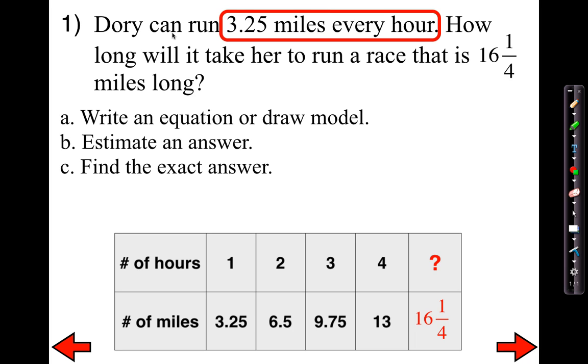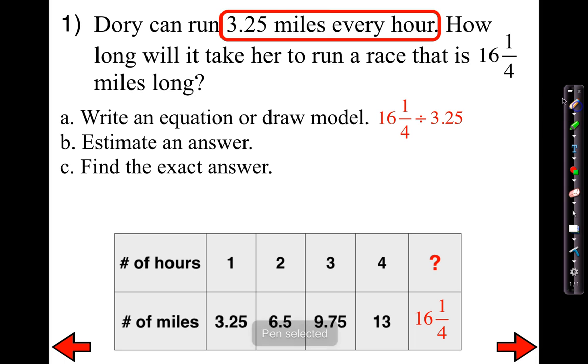So now obviously you don't want to keep doing this every single time because that can be very time consuming. So what would have been a quicker way of determining that? Well, hopefully your answer is you could have divided. You could have taken 16 1/4 and divided it by 3.25.